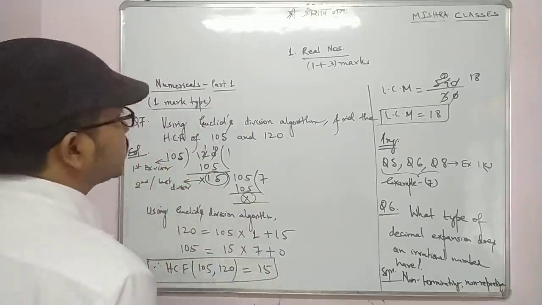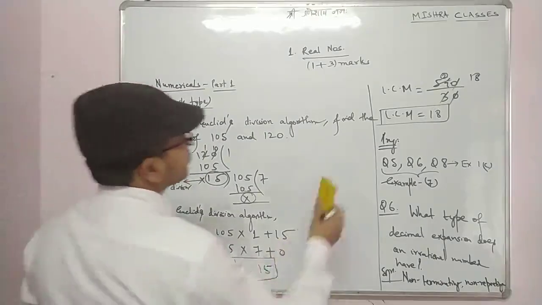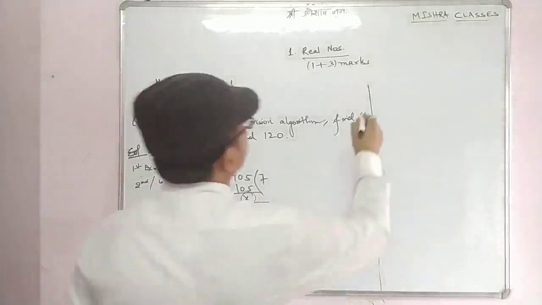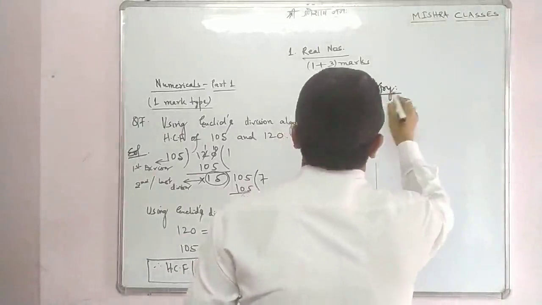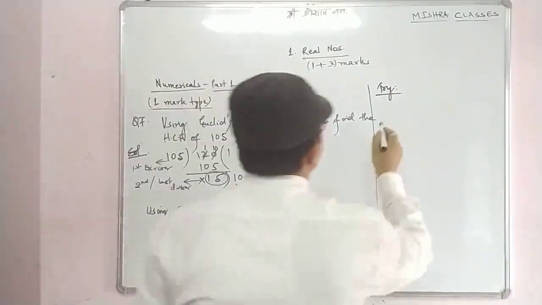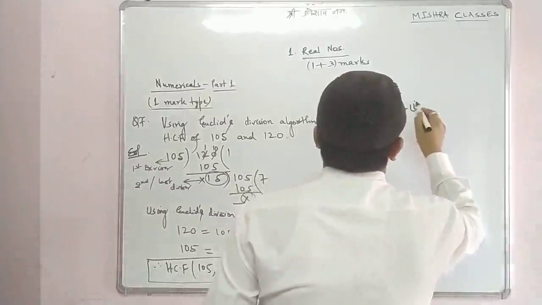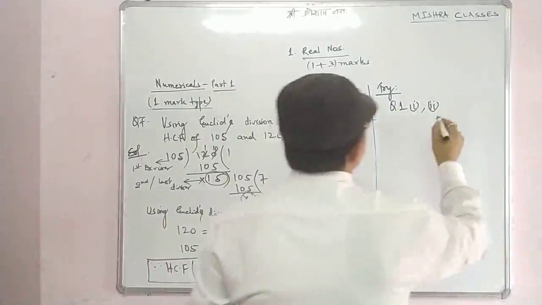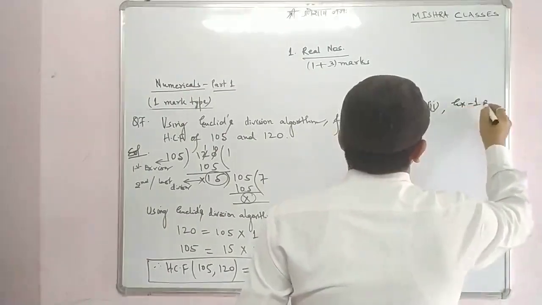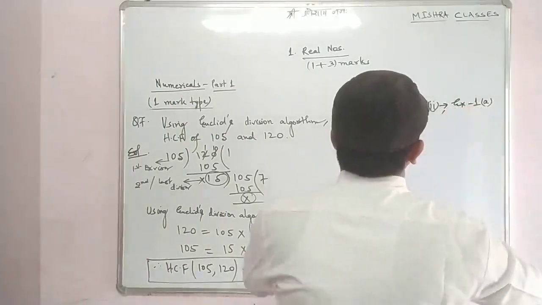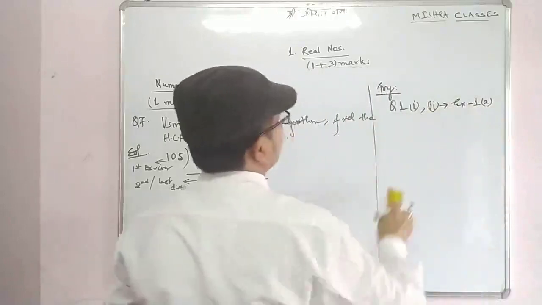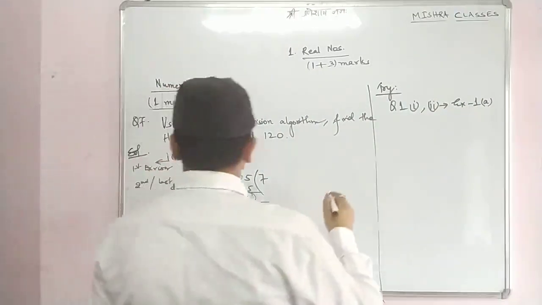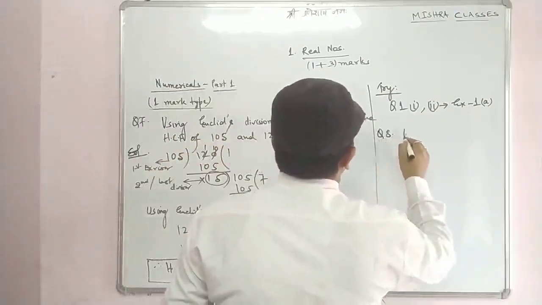Now there are some try questions which you have to do based on this. Try question number 1, part 1, part 2, from exercise 1A. These two questions you have to try, those are based on this. Last question is there, one more. Question number 8.